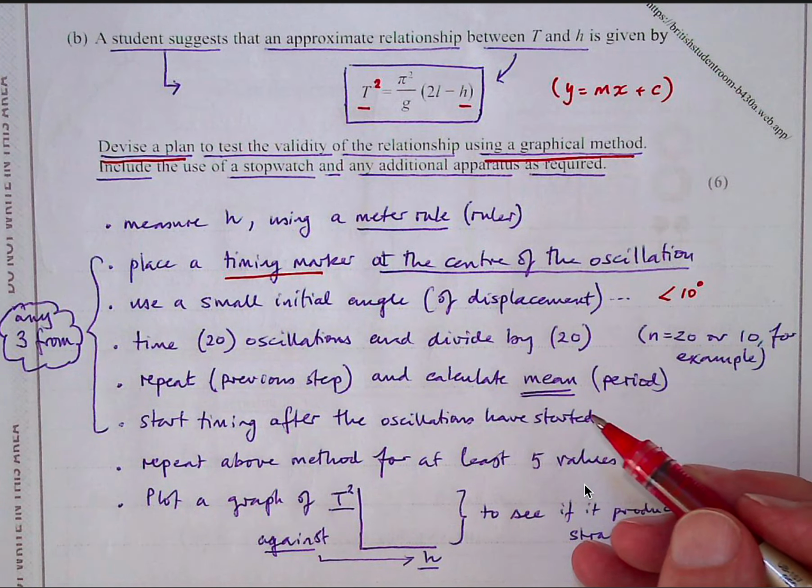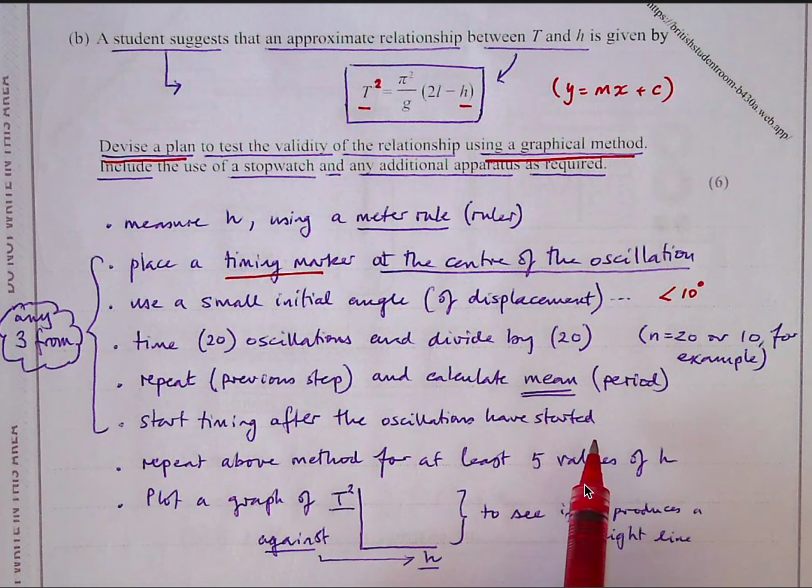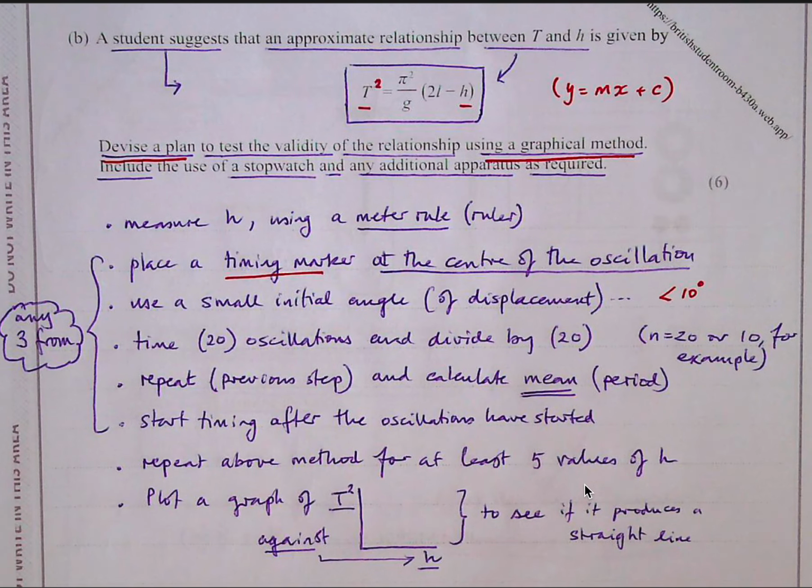And then it says that you can start the timing after the oscillations have started. So you basically get the thing swinging, and when you're ready with your stopwatch, you can start it when it goes through the position that you want to start from, which could be the center marker. So 3 of these points will get you that mark. 1 for here, so 3 from this list, and that's 2 more.